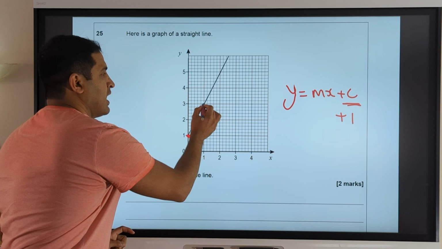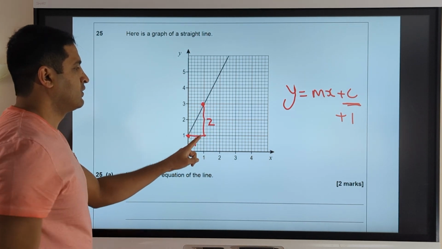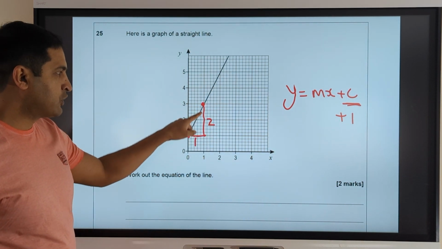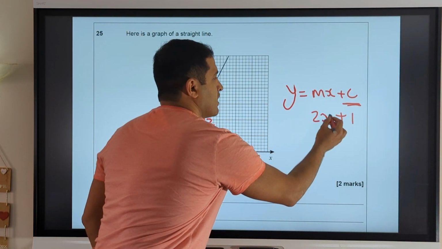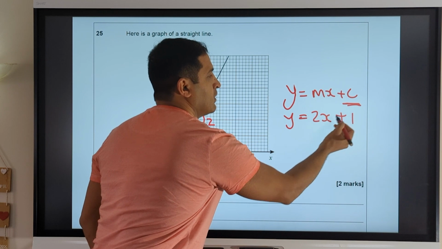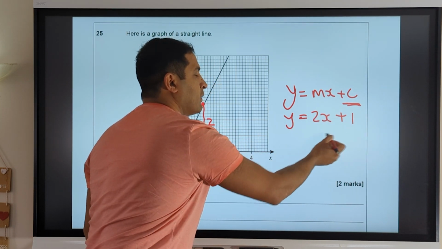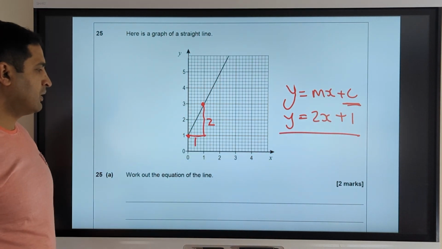And how far up did I move? I moved 2 up. So my gradient there is change in y divided by change in x. So gradient is 2, so I know it is 2x. M is 2 and the y-intercept is 1. So my equation of the line is y equals 2x plus 1.